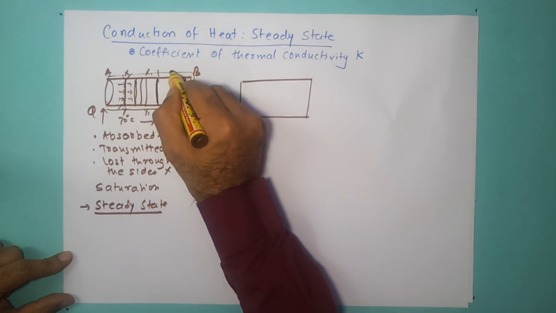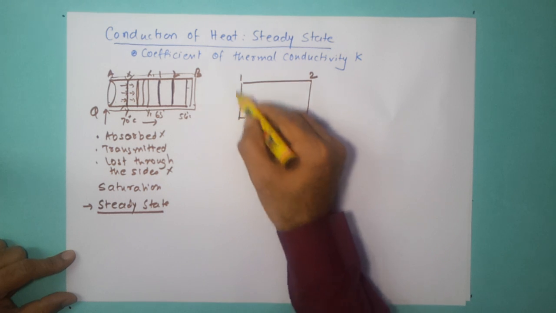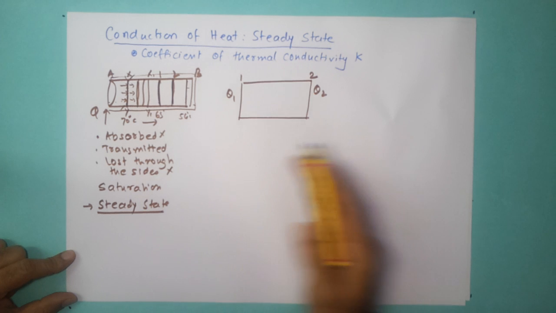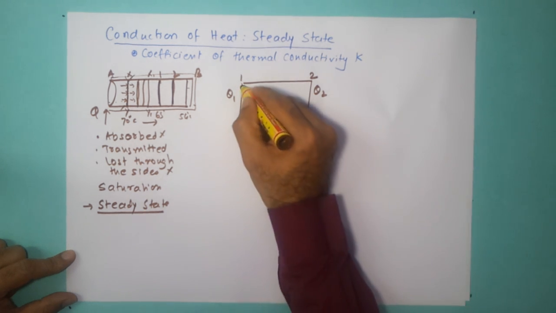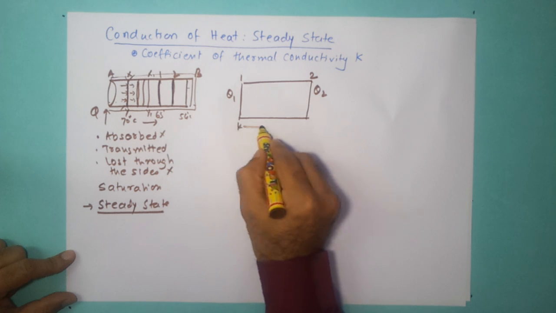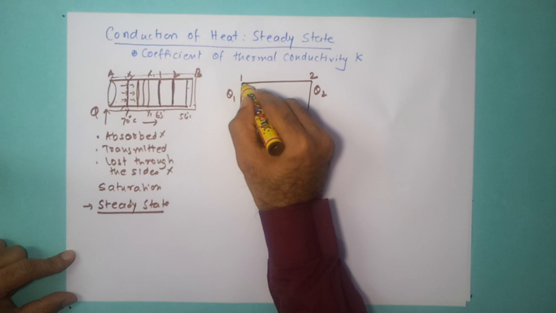Let us call this 1 and 2. So this is 1 and 2. And let us say this is at temperature θ1 and this is at temperature θ2. We are assuming that steady state has been reached. So these temperatures θ1 and θ2 are going to remain constant. Let us say the length of the rod is L, and let us say the cross section area, right?